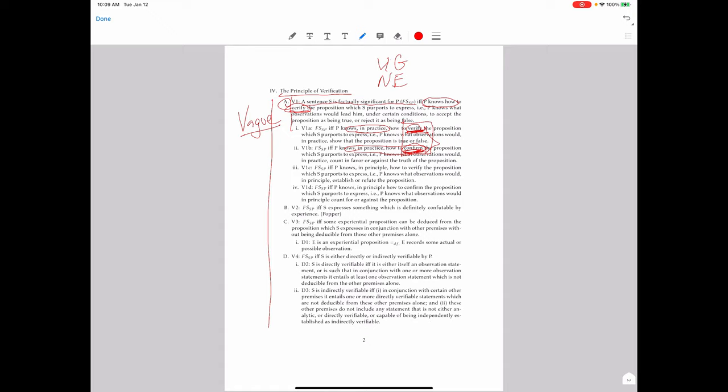There's a bit of a skeptical worry that you can't ever get enough information to conclude this. How do you show that Santa Claus doesn't exist? How do you verify it? How do you conclusively establish a negative existential? So they were a bit worried about that.